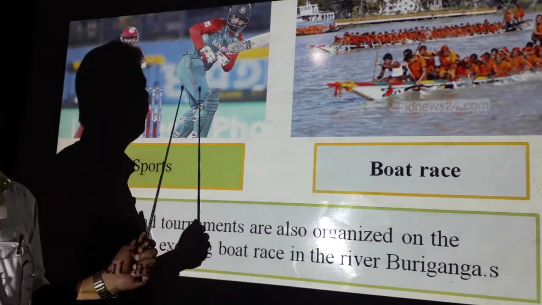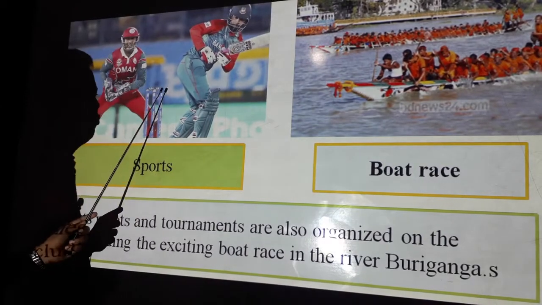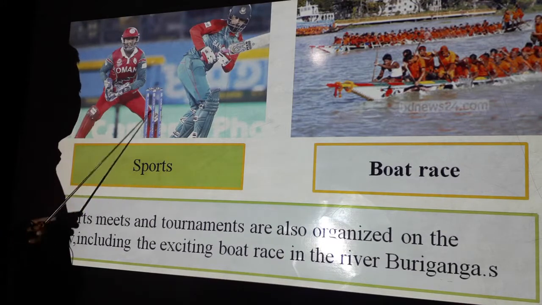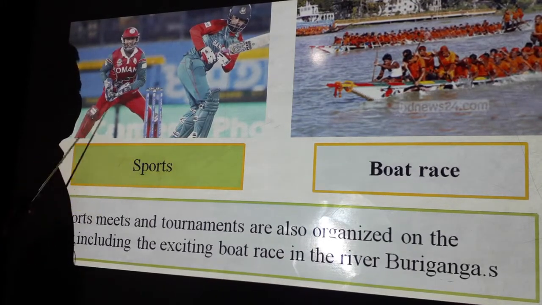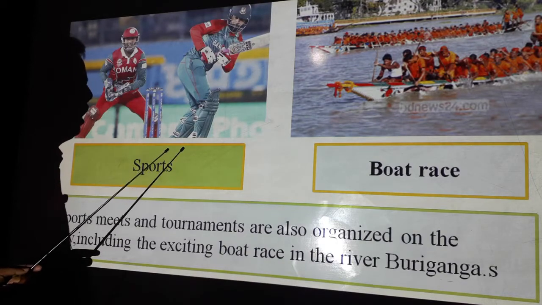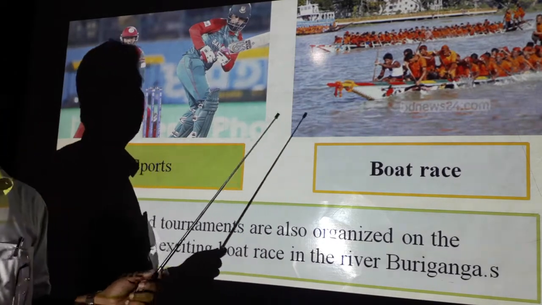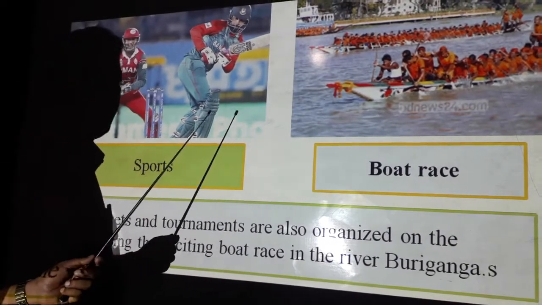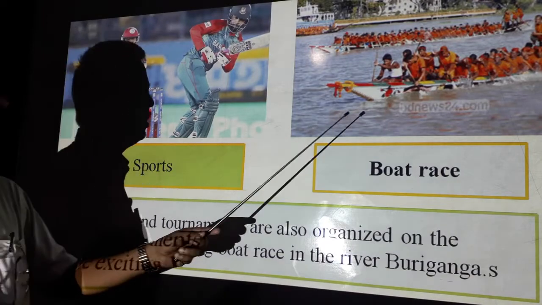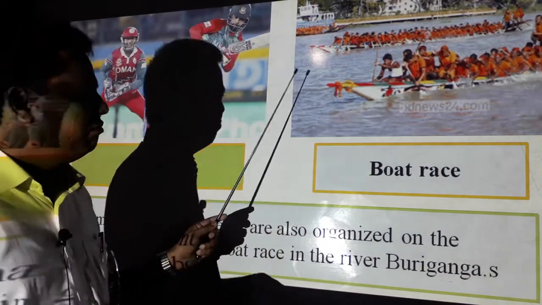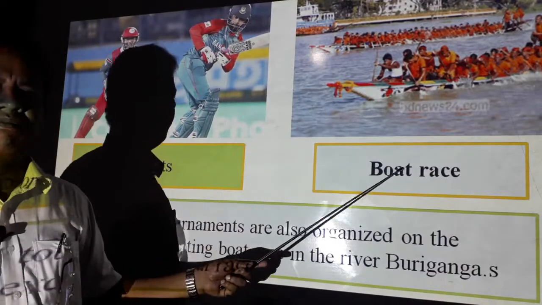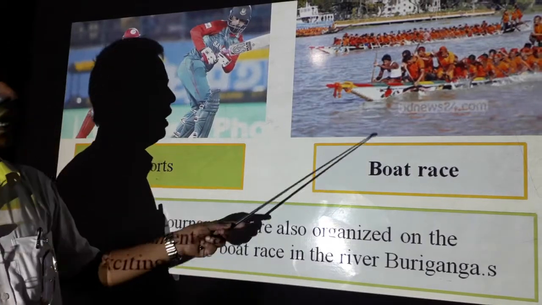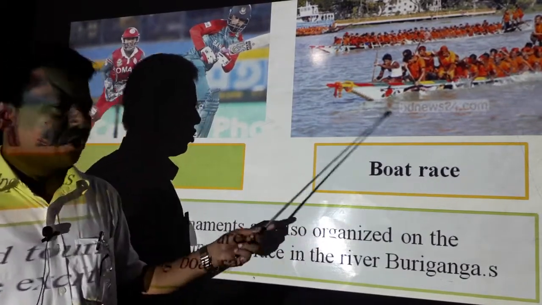I want to discuss this picture. In the first picture we see cricket events with sports. Various sports organizations arrange different sports. This is a very beautiful part, a boat race. People in some areas eagerly arrange boat races.